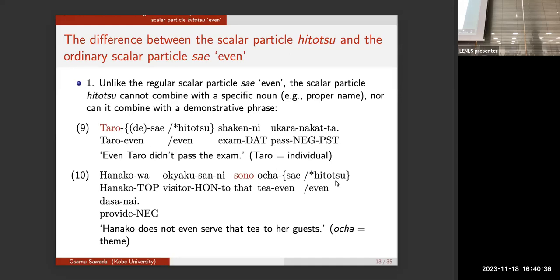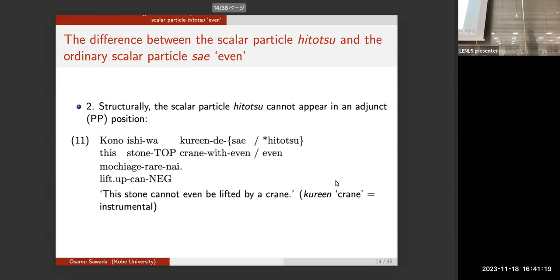First difference is that unlike the regular scalar particle, the scalar particle hitotsu cannot combine with a specific noun, like a proper name, nor can it combine with a demonstrative phrase. So Taro sae shiken ni ukaranakatta, even Taro didn't pass the exam, that's perfectly natural, but Taro hitotsu shiken ni ukaranakatta, that's terrible. It's odd. And also, as you can see in 10, Hanako wa okyakusan ni sono ocha sae dasanakatta is okay, but sono ocha hitotsu dasanakatta sounds strange. Okay, it's not good to have a demonstrative here.